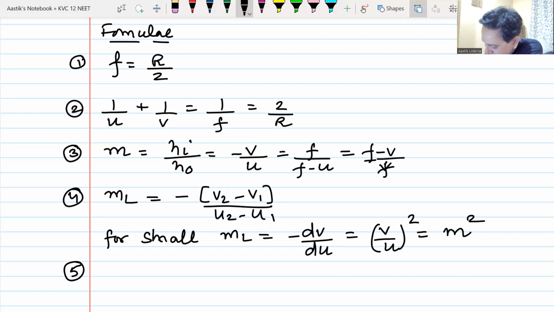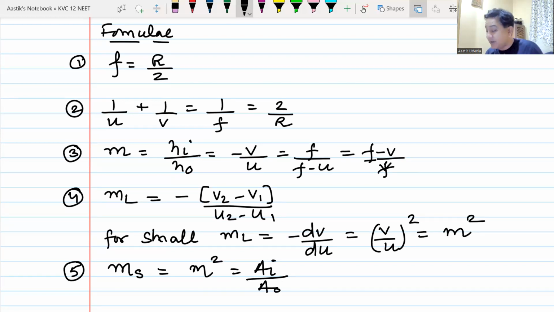The fifth formula that we have seen is m_s, superficial magnification, and that was simply m square. That was nothing but area of the image divided by area of the object.